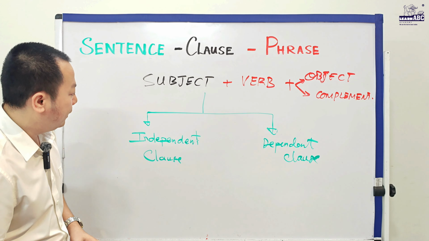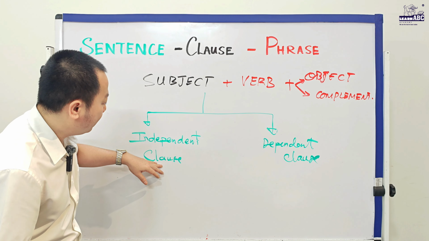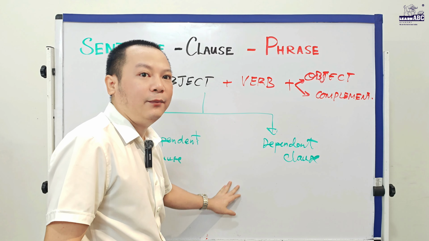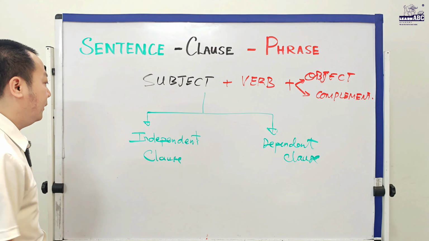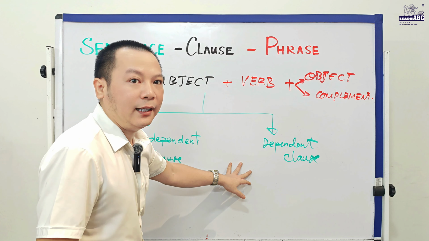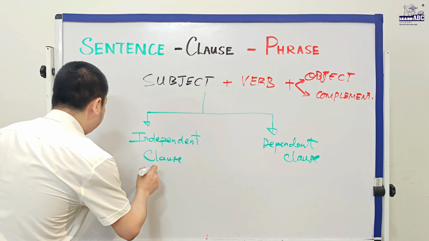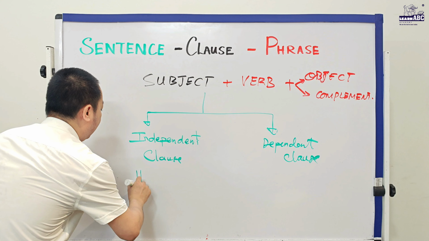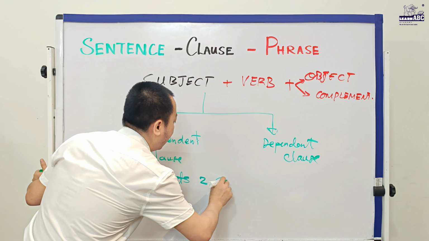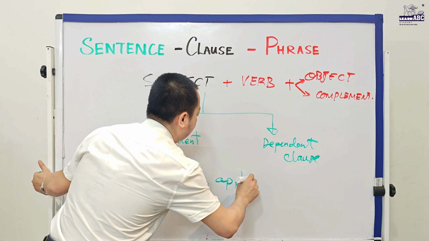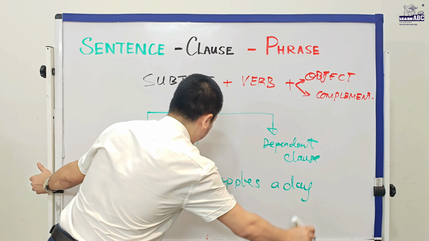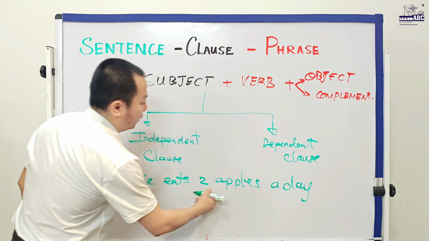Now, what is an independent clause? An independent clause means it doesn't depend on another clause. We call it independent. They are like autonomous. They don't need another clause to be understood. For example, he eats 2 apples a day. So he eats 2 apples a day.